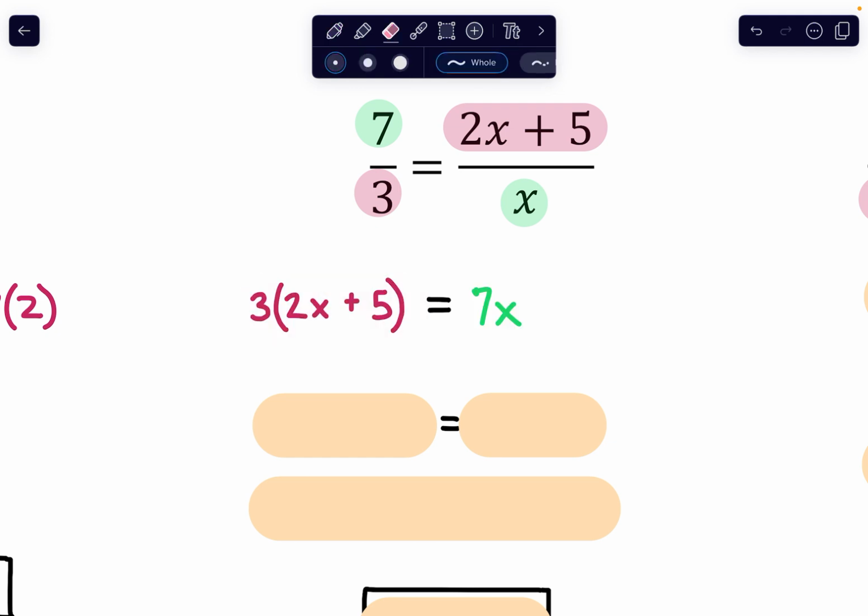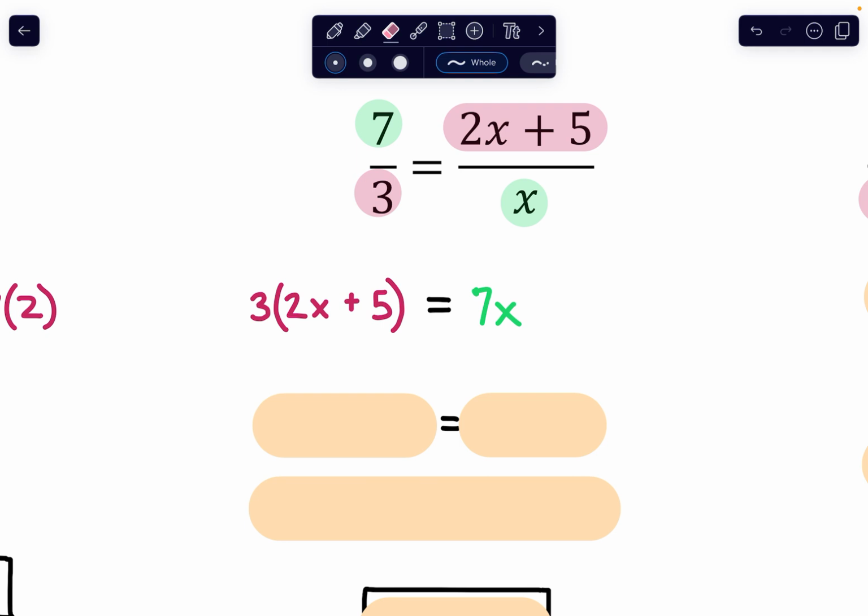All right, so one of our cross products is 7 and x. Could we write x7? Sure, we could, but you want to be organized, you want to be consistent as a mathematician. So we're going to put the number in front, variable second. And then the other cross product is a 3 and a 2x plus 5. You need to treat that 2x plus 5 like it's all one value. And the way we do that is by using parentheses.